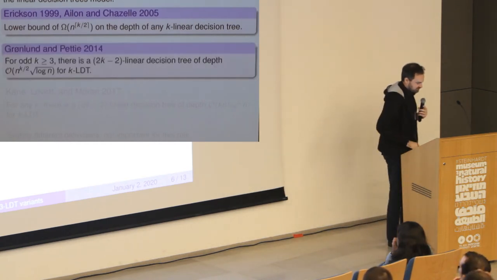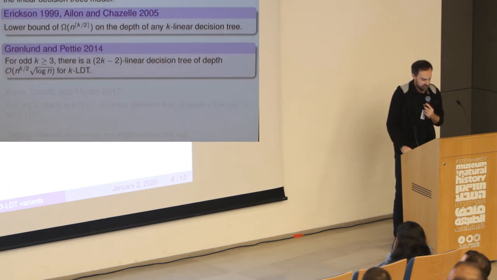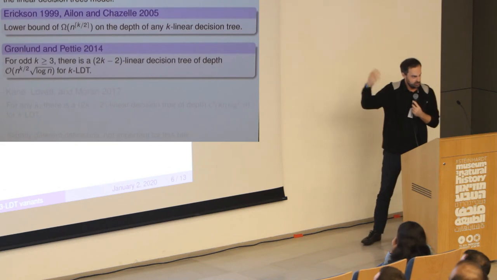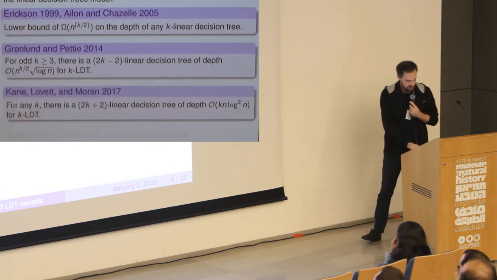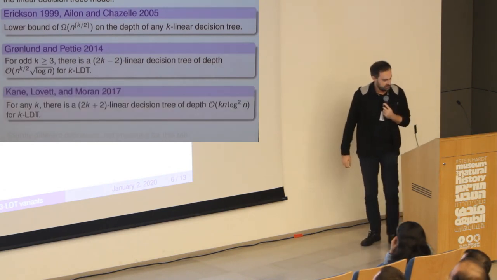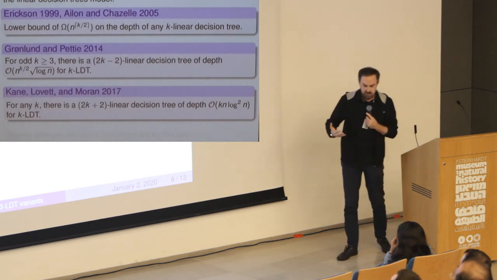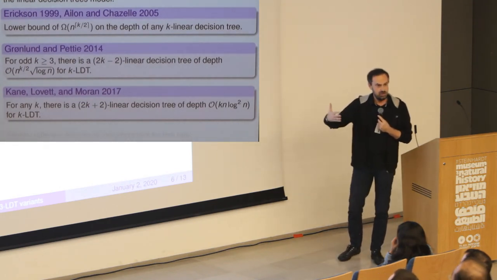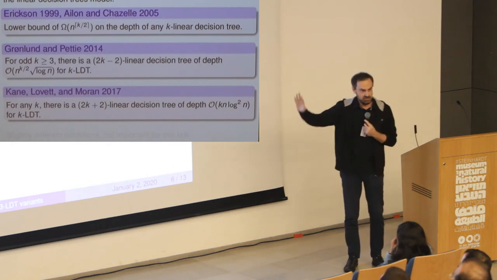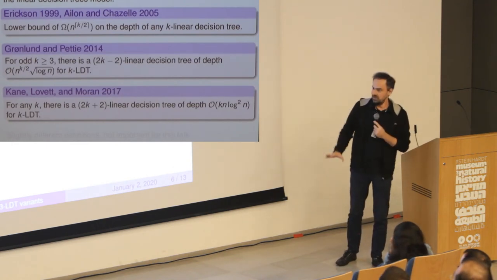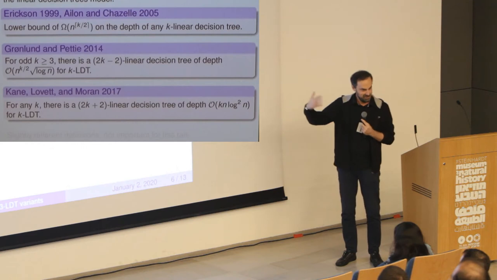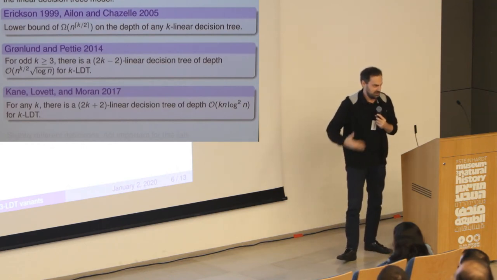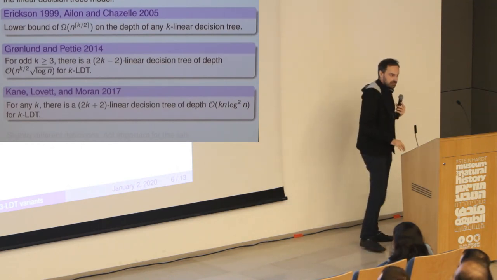And also the recent improvements by Grønlund and Pettie. They showed that there exists a shallow decision tree for k-SUM that also generalizes to LDT. The more recent improvement by Kane, Lovett, and Moran talks about k-SUM, but actually it all works for LDT. Okay, so I'm trying to say that it's not us who came up with this LDT problem, and it has been considered before, so it makes sense to study it in the context of 3SUM hardness.